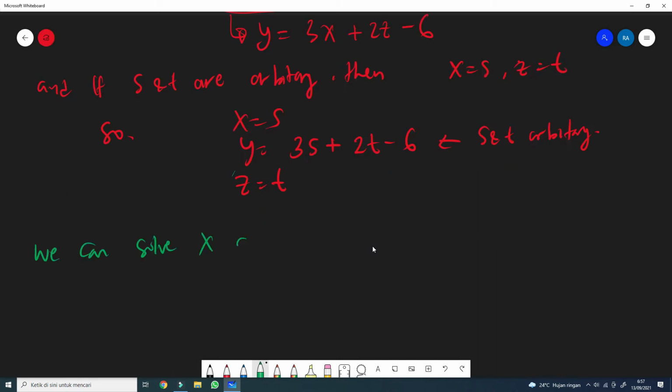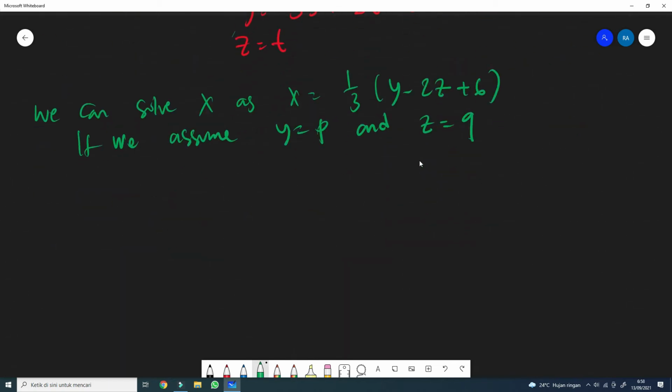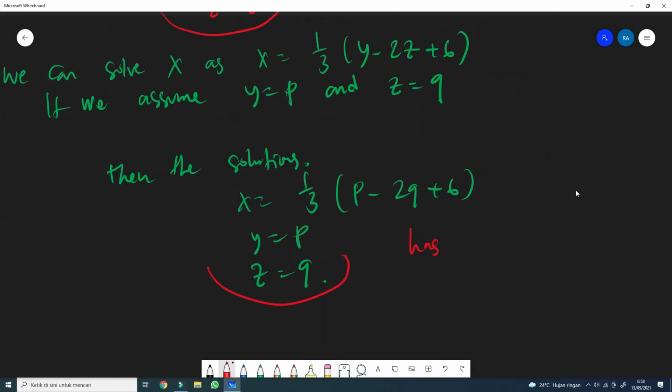We can also solve for x by x = 1/3 (y - 2z + 6). If we assume that y = p and z = q, then the solutions are x = 1/3 (p - 2q + 6), y = p, and z = q. Actually, this has the same solution as before, but looks quite different.